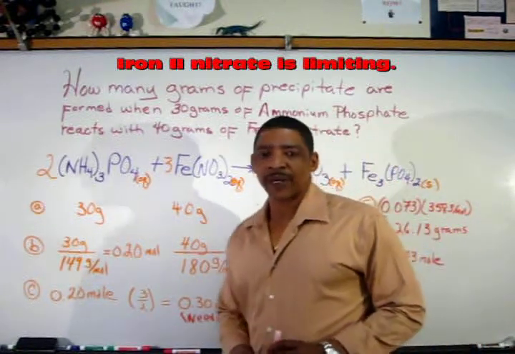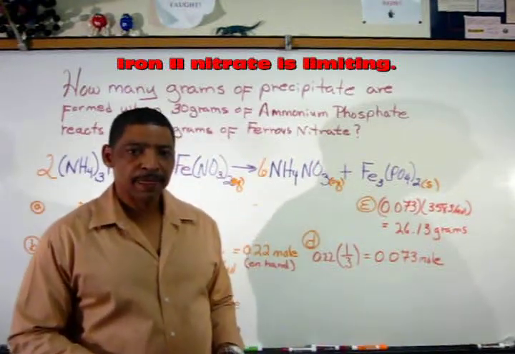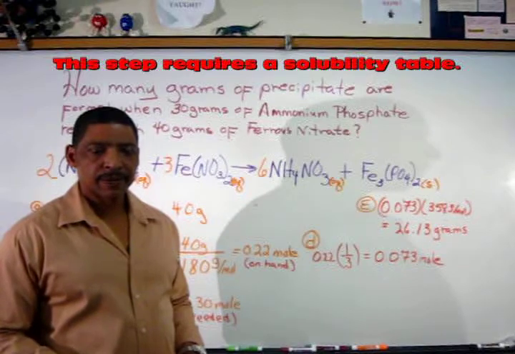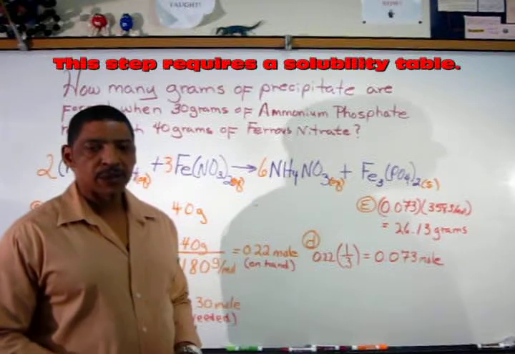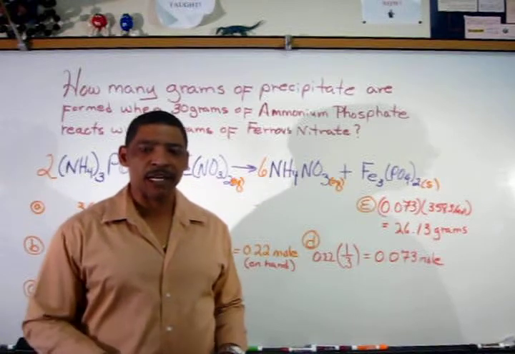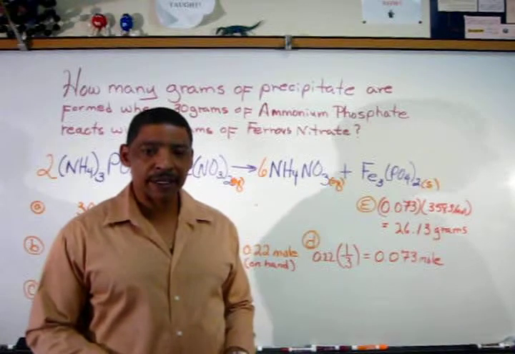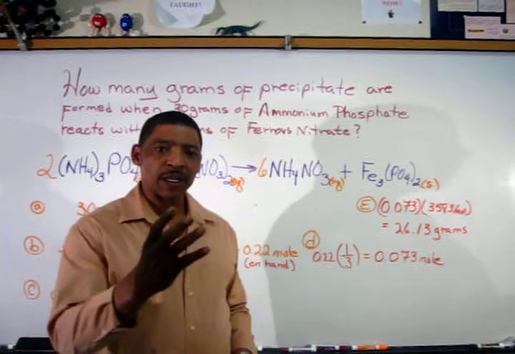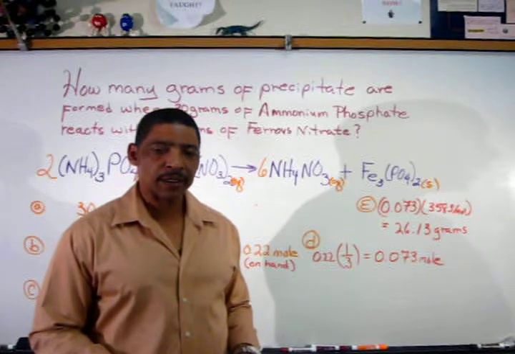Now that I know which reactant is limiting, I can determine the amounts of products formed. The question is asking for the mass of the precipitate. I know that all nitrate compounds are soluble. Precipitate means that the compound will fall out of solution and collect on the bottom of the container. Most phosphates are insoluble. Therefore, I know that when ferrous phosphate forms, it will immediately settle to the bottom of the test tube. The ferrous phosphate will be the precipitate.